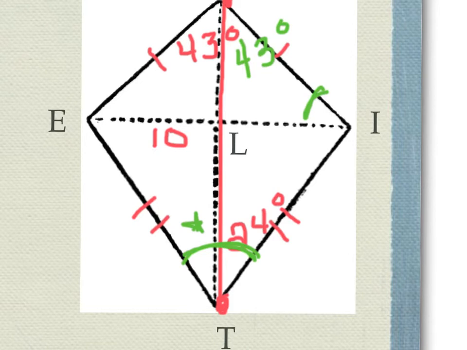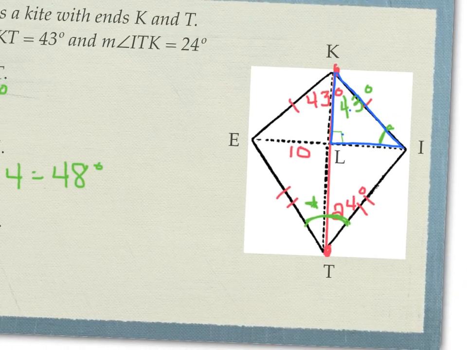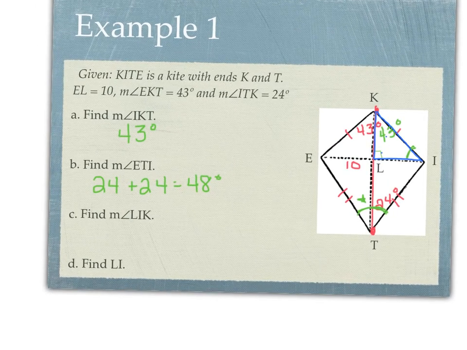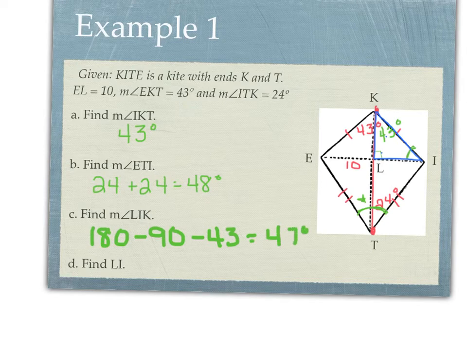Good. This is a kite, so we know this makes a right angle right here. If I look at this triangle here as its own little triangle, I know that the angles would have to add up to 180. So I would do 90 plus 43 and subtract from 180 to get that angle. Let me shrink back down. So I'm going to do 180 minus 90 minus 43, and I think I get 47. Does that sound right?